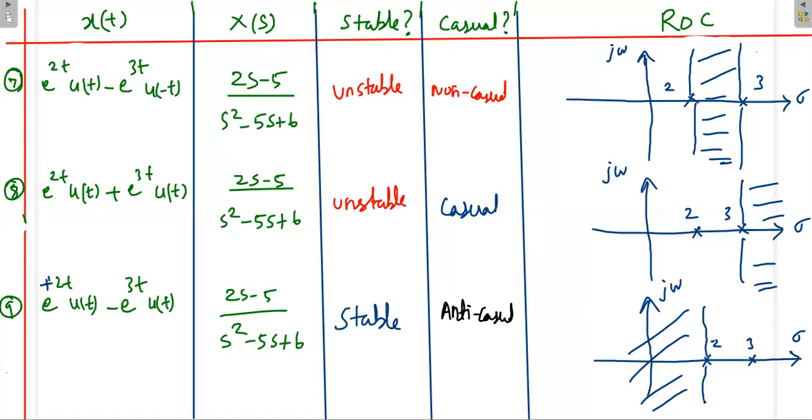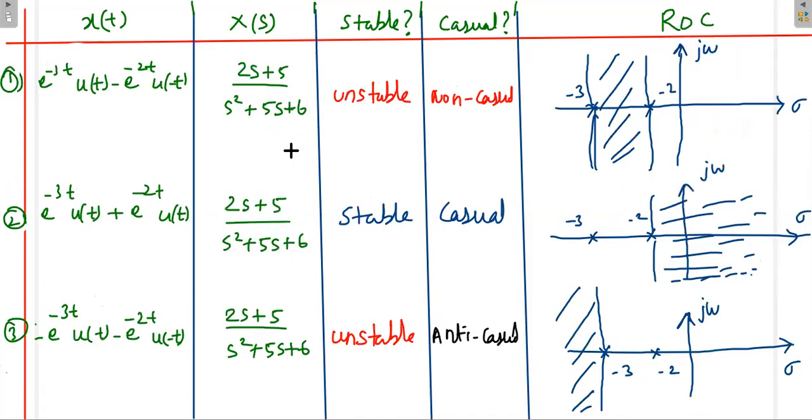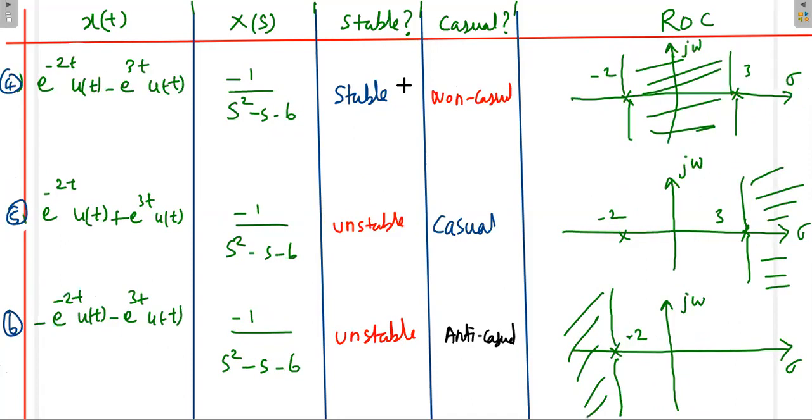In any case, the ROC will not contain any poles. In general, the ROC, region of convergence, will not have any poles. That is one of the first properties of ROC. Then in the case of a stable system, what is happening? In the first set, which one is stable? This one is stable. Again, in the second set, this is stable. In the third set, this is stable.